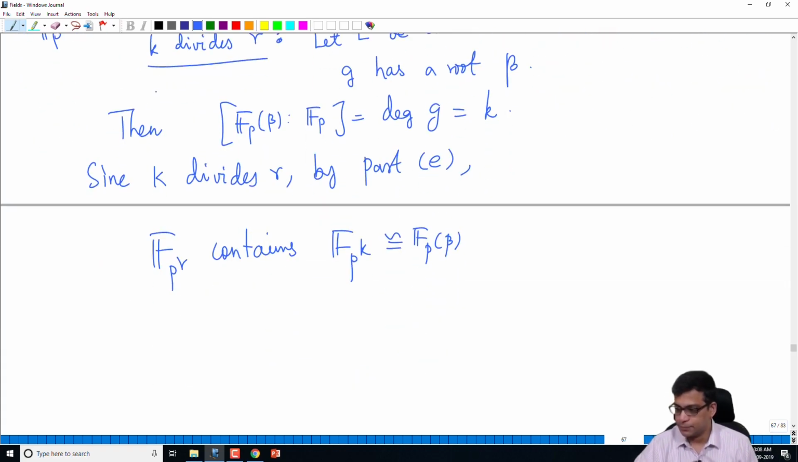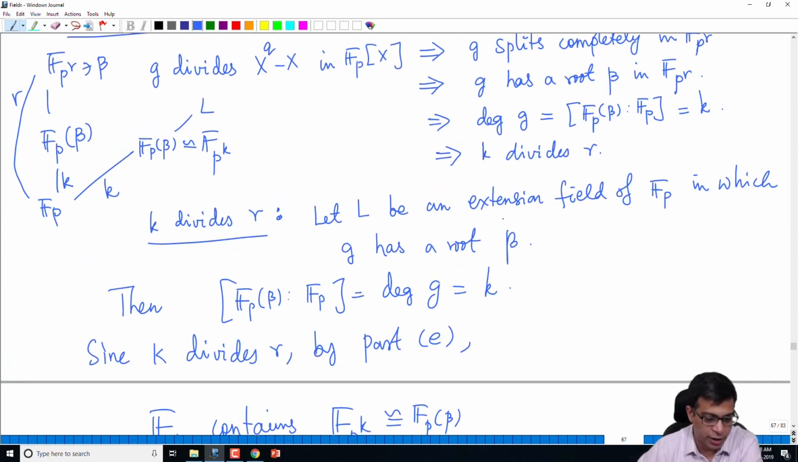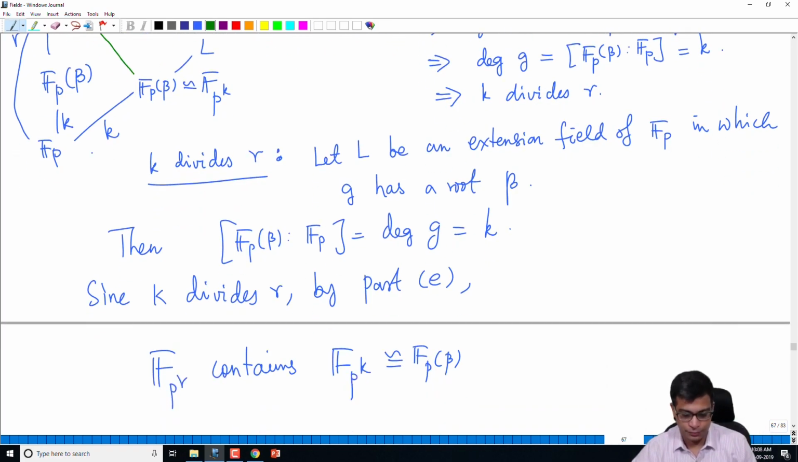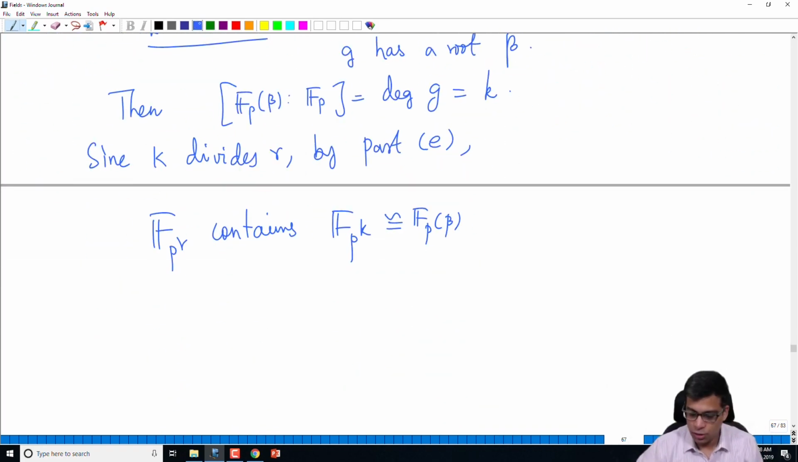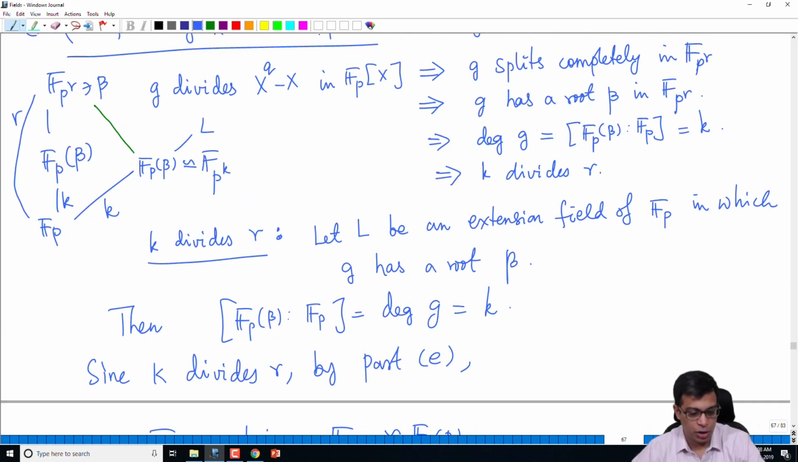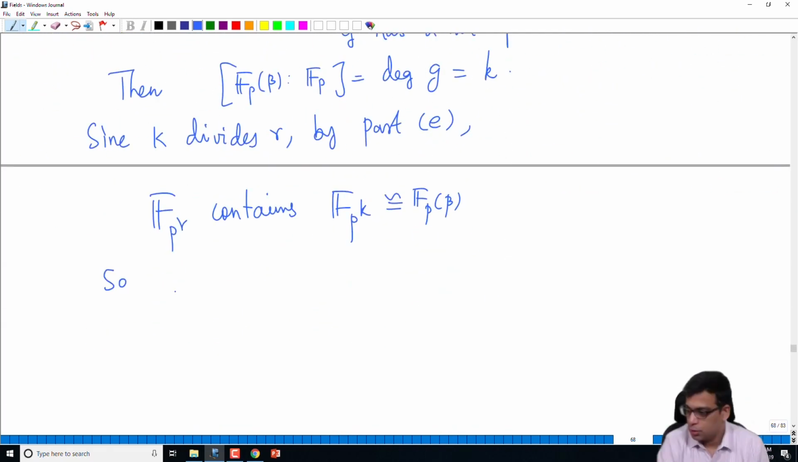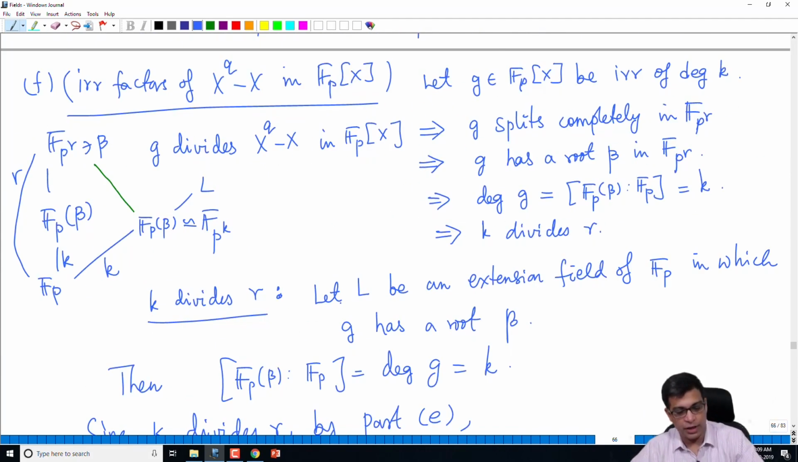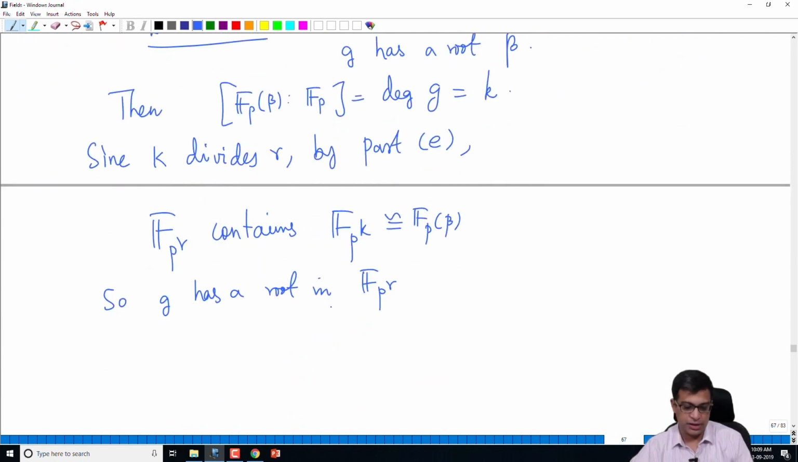Because this has p elements, this dimension is k, that means this has p^k elements. So there is an isomorphism here, this is contained in this. Loosely speaking, you can think of this as a subfield of this. Because of that, because F_p(beta) can be thought of as a subfield of F_p^r, G has a root in F_p^r. All we need to do is look at the isomorphism of a subfield and look at the image of beta. That means it has a root in F_p^r.